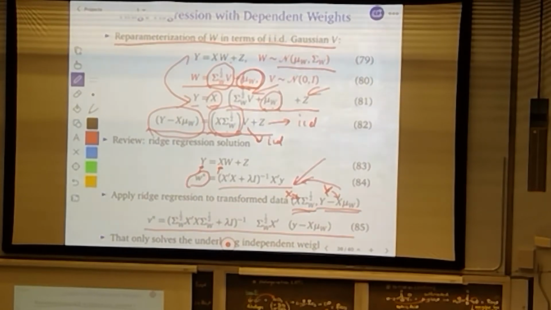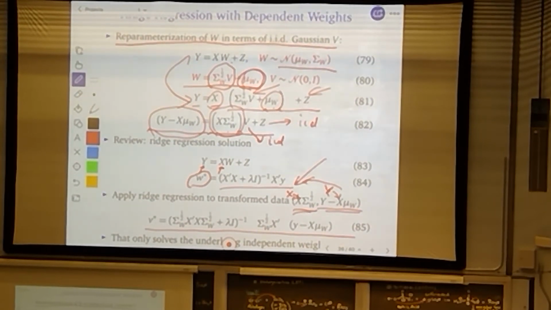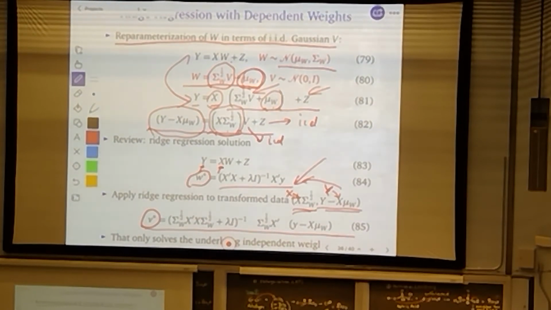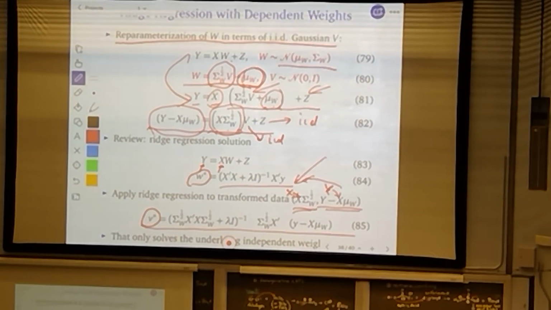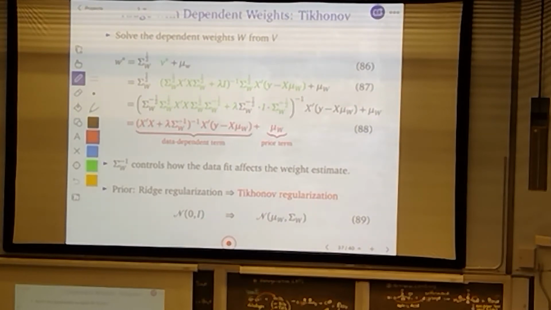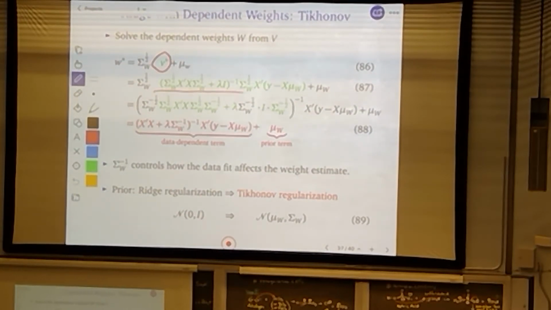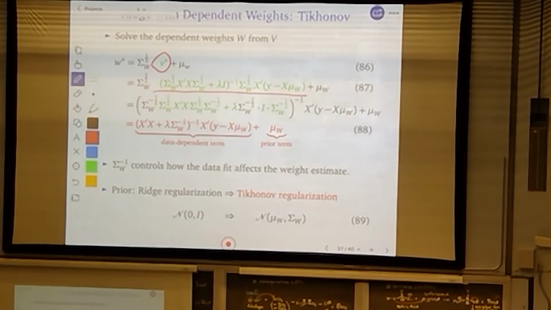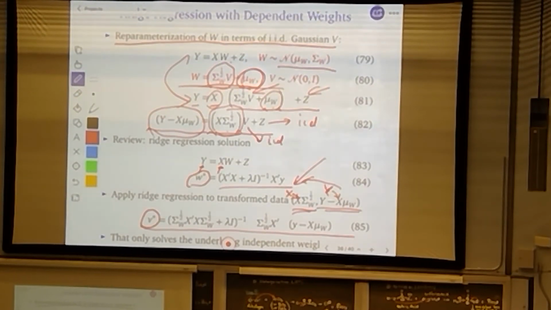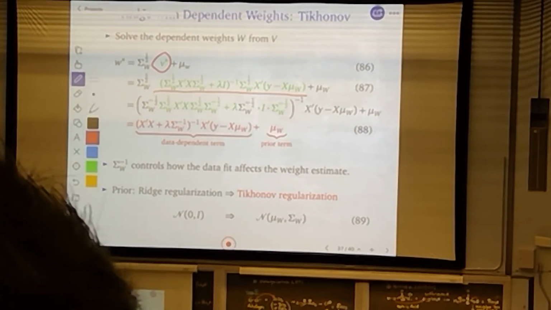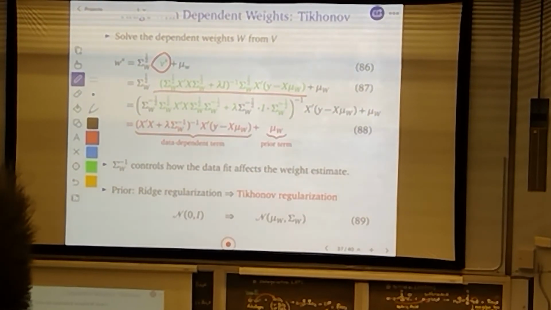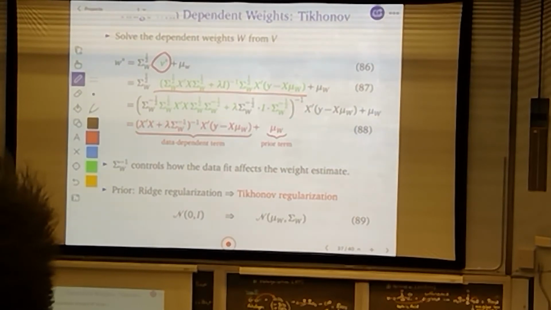But so far, that only solved for the underlying independent weights, V. This gives me the best ridge regression for V. But I don't want to work with V, I want to work with W, because I want to find the weights that can be directly used on my original data X. So I have my V, and since W is defined by this equation, I just plug that in. This looks complicated, it truly looks complicated, but it's actually not that daunting.